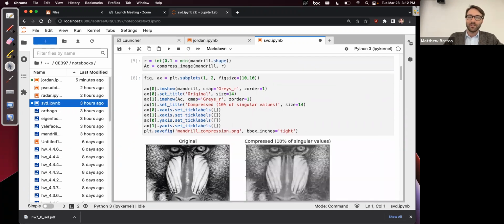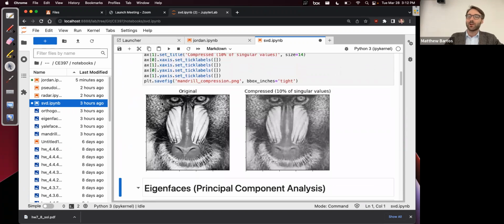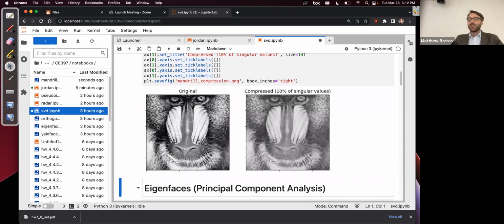I already have the example here. This is our original image, a picture of this mandrill. And this is the compressed image, using only 10% of the original singular values. You get a compressed image that uses a lot less data because you're using a lot fewer entries in your representation of that image.